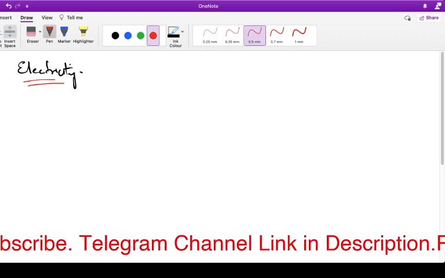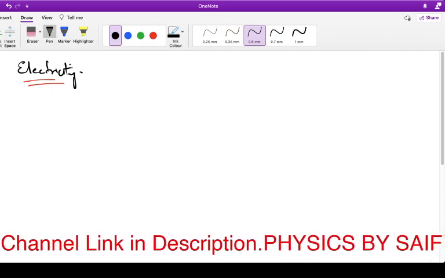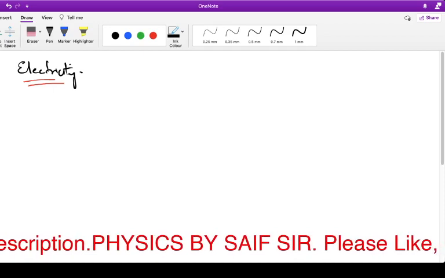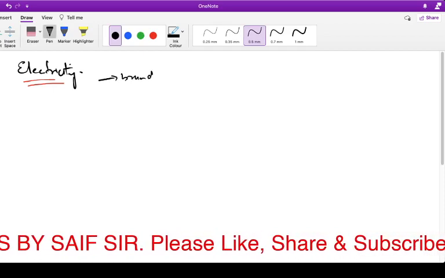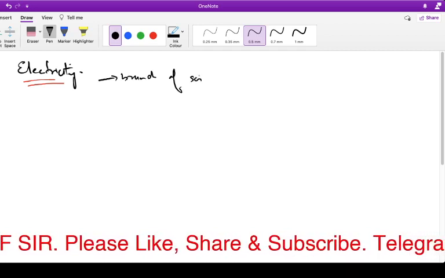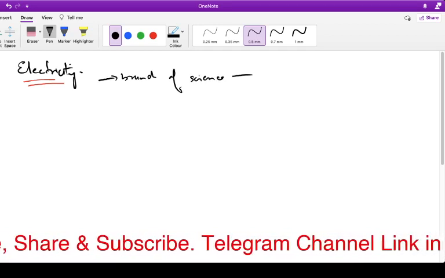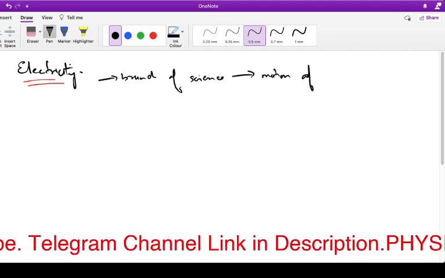Let's start with the topic. So the topic name is electricity. Electricity is a branch of science that deals with the motion of charge.